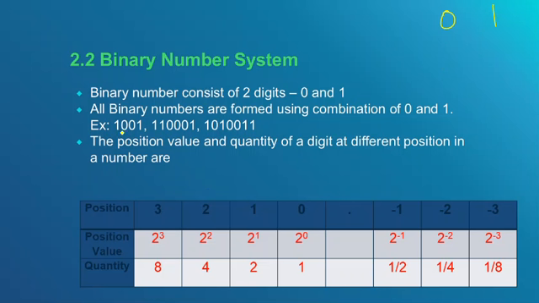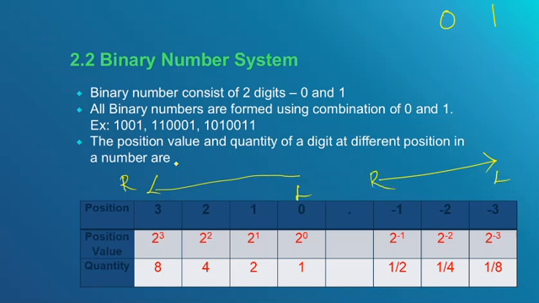For example, this is how it will be represented: 1001, 110001. So what will be the position value and the quantity of the number? This is the position value. Similarly, in binary numbers also, the position value for the integer part will be calculated from left to right, and for the fractional part, it will be calculated from right to left.